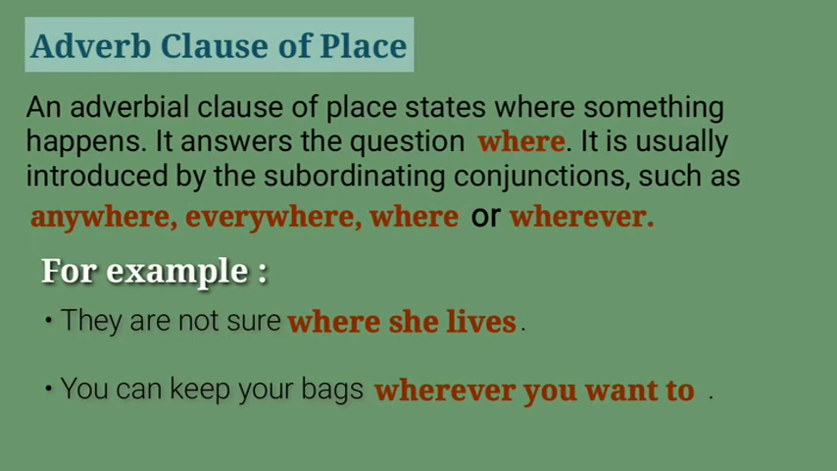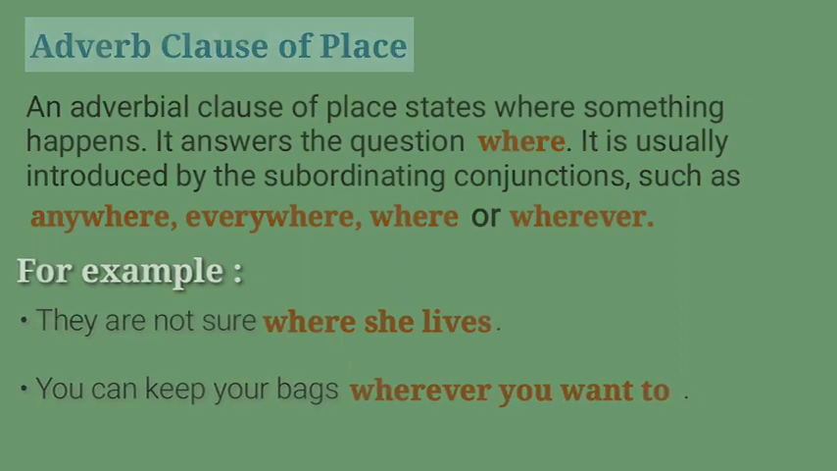The next one is the adverb clause of place. An adverbial clause of place states where something happens. It answers the question where. It is usually introduced by subordinating conjunctions such as anywhere, everywhere, where, or wherever. For example, they are not sure where she lives. Next, you can keep your bags wherever you want to. You see how it answers the question where. Where are you to keep your bags? Wherever you want to. And where she lives, they are not sure.